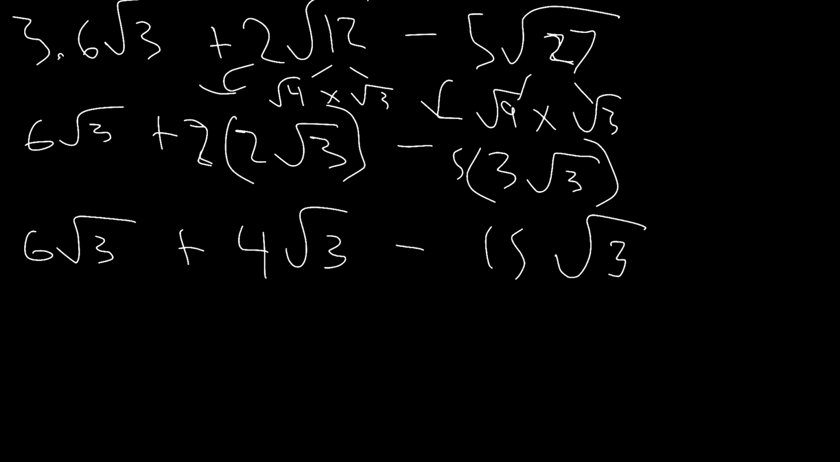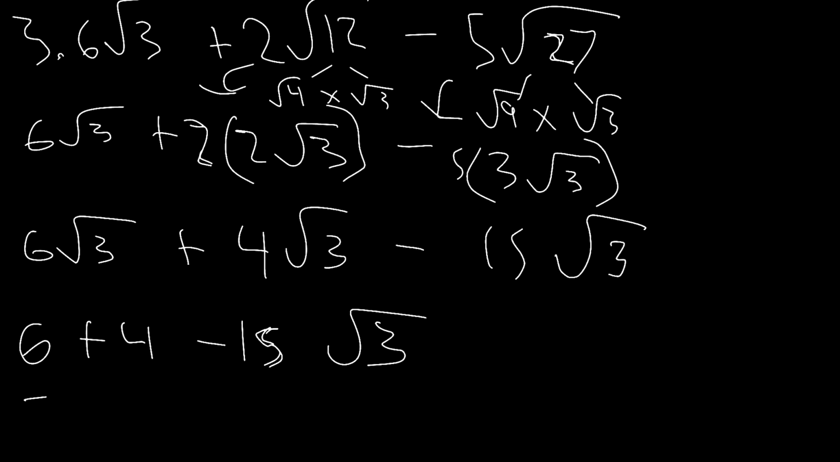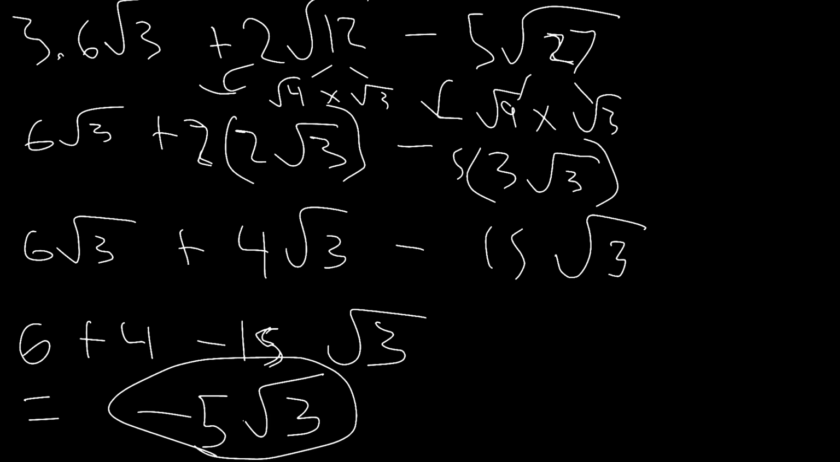And what this basically means is just 6 plus 4 minus 15 root 3. So 6 plus 4 is 10, and 10 minus 15 is minus 5. Therefore, my final answer is minus 5 root 3. Now we are done with adding and subtracting surds.